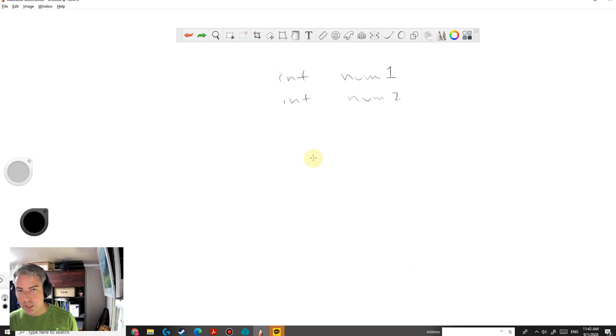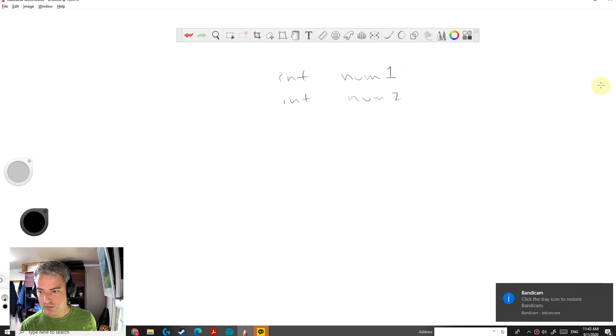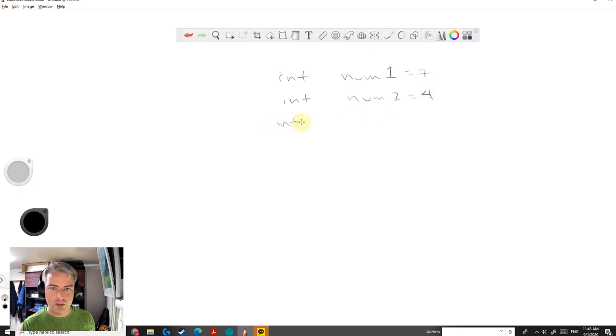For example, if we set up int num1 to be 7, and num2 to be 4. And then we'll set up a third number, and we'll call it division, and it's going to be equal to the value of num1 divided by num2. What do you think is going to be the result of that? Answer to yourselves. There are a couple of options, A, B, C. Pause it if you're still thinking.